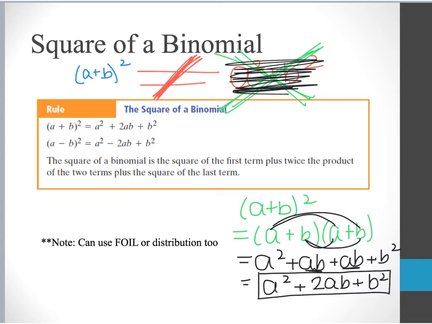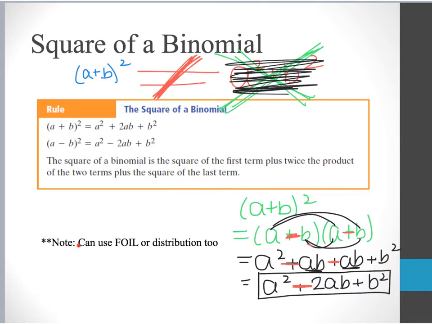Now the same thing is true for a minus b squared. The only difference is that my middle term is going to be negative, because if I look down here where I did my work, if this was a negative in here, then this would be minus ab. I'd have a negative ab plus another negative ab, which would give me a negative 2ab here. The b squared is going to stay positive, because that would be a negative b times a negative b, and a negative times a negative is a positive. So if I have a difference of binomials and I'm squaring them, it's a squared minus 2 times a quantity of a times b plus this last term squared.